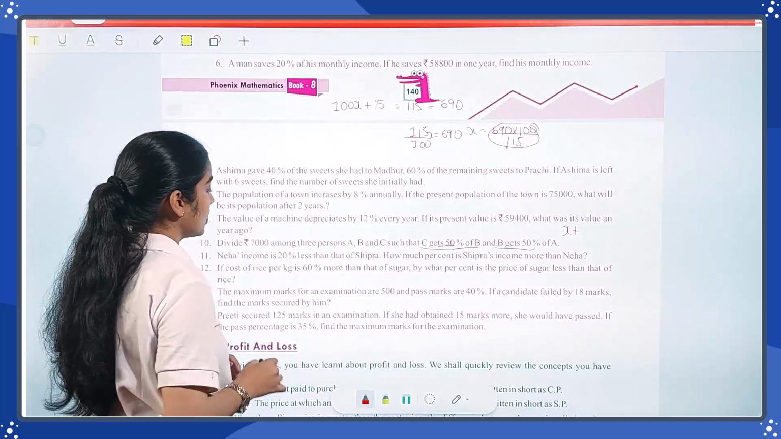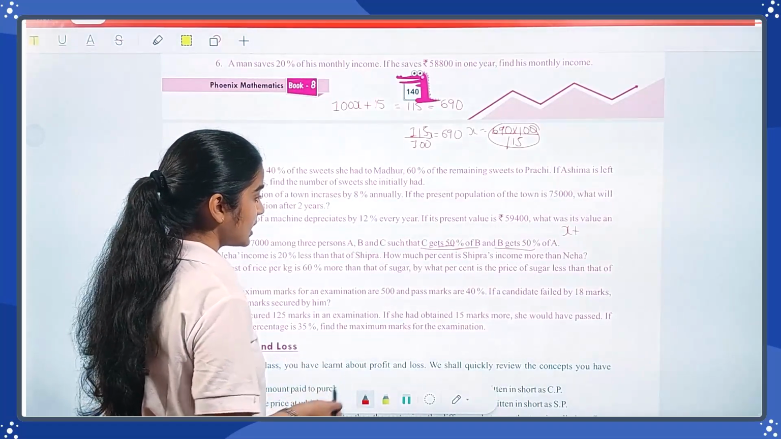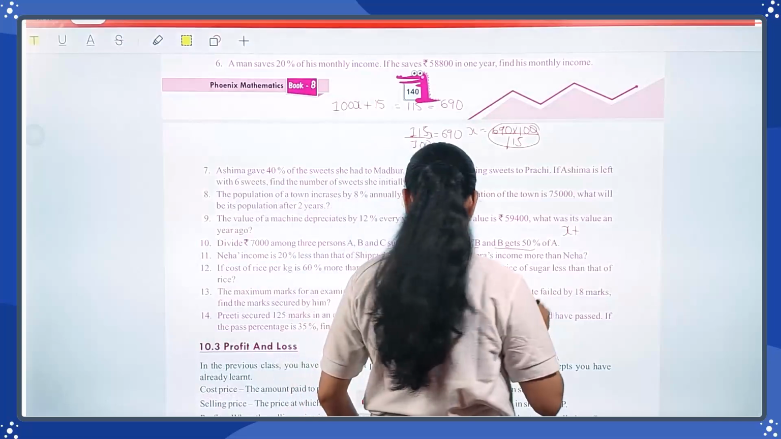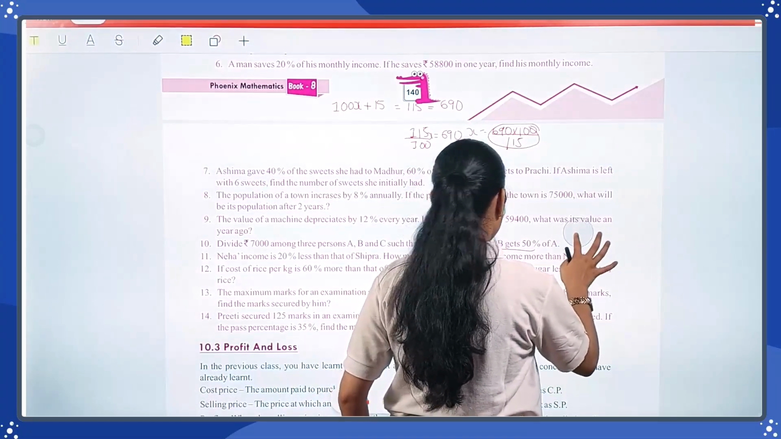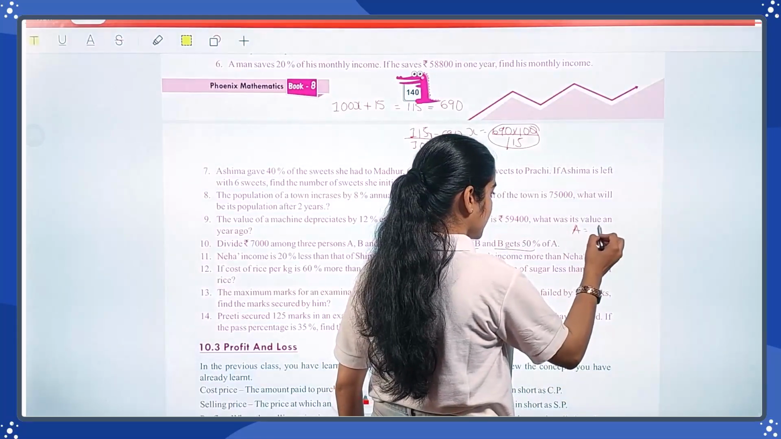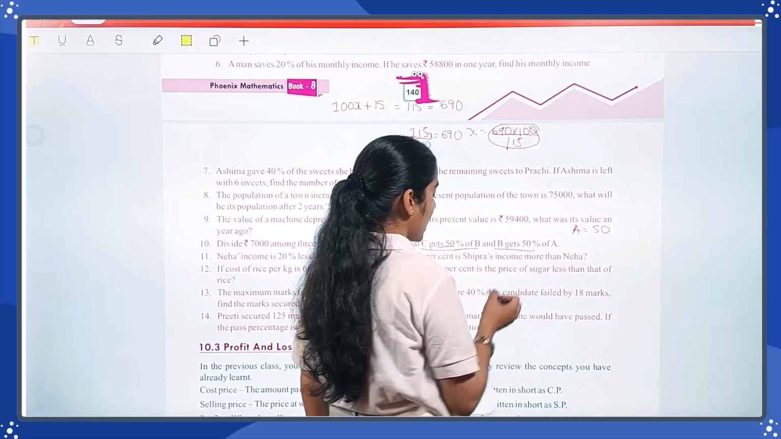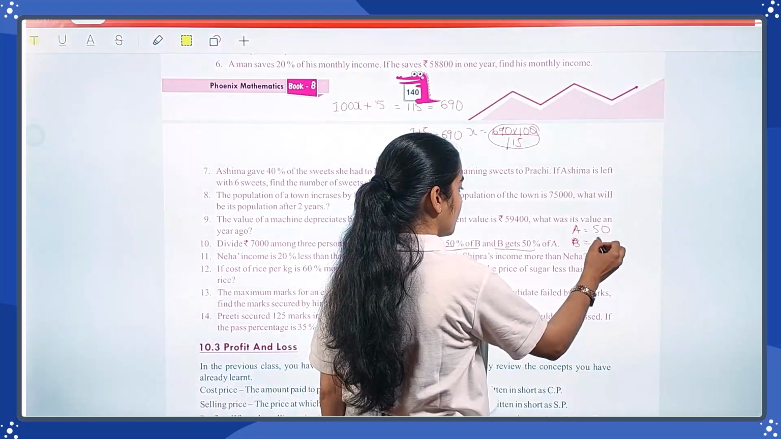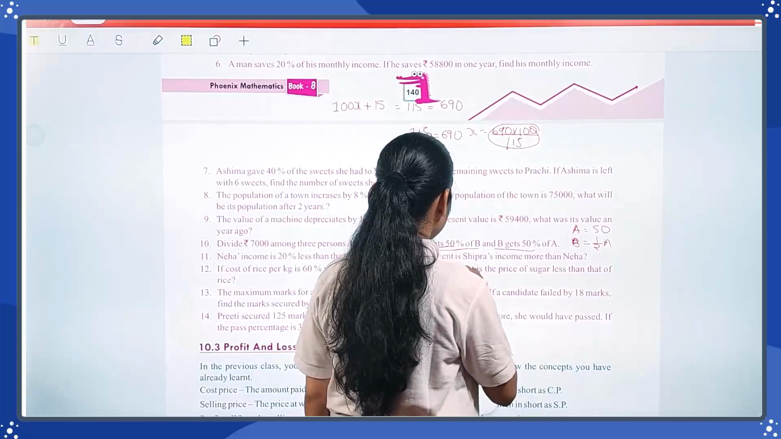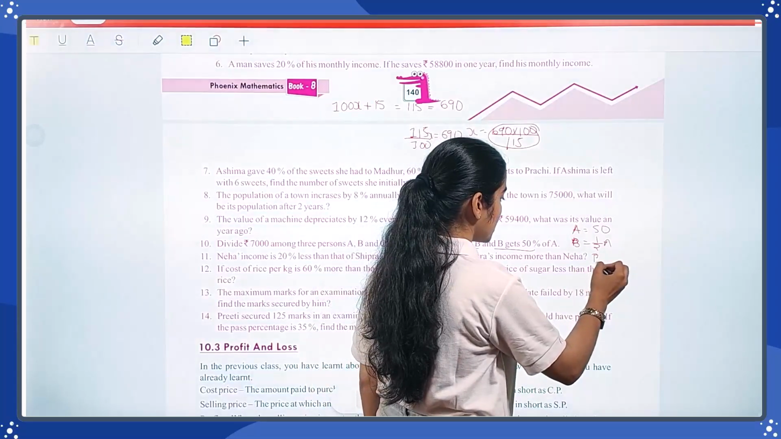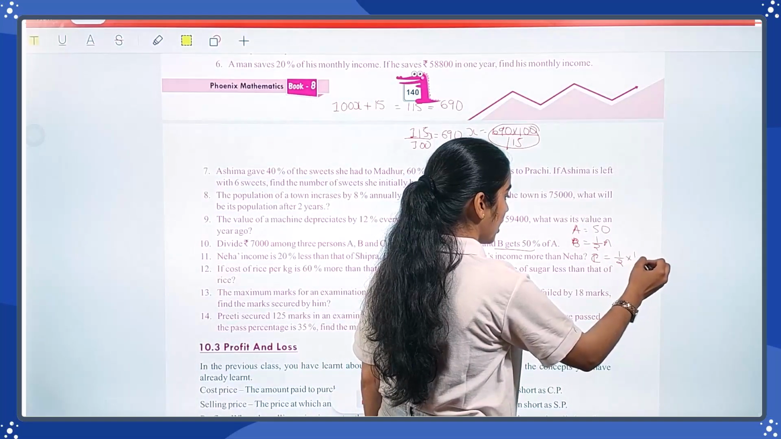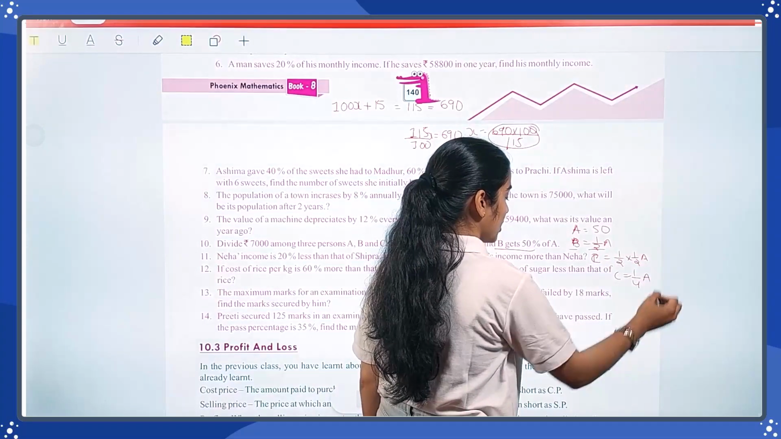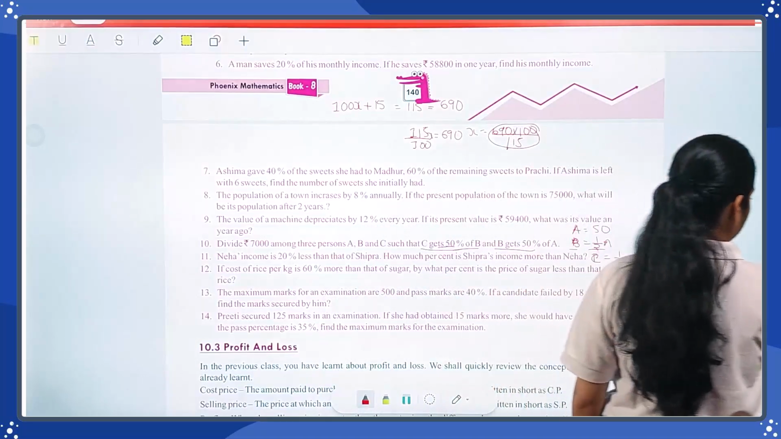Next we have divide 7,000 among 3 persons A, B and C such that C gets 50% of B, and B gets 50% of A. So if B is equal to half of A, and C will be taking the half of B, which is C is equal to half of half A, because B is equal to half A, which means C is equal to 1 by 4th A. Now we have to add these three together to get our answer.